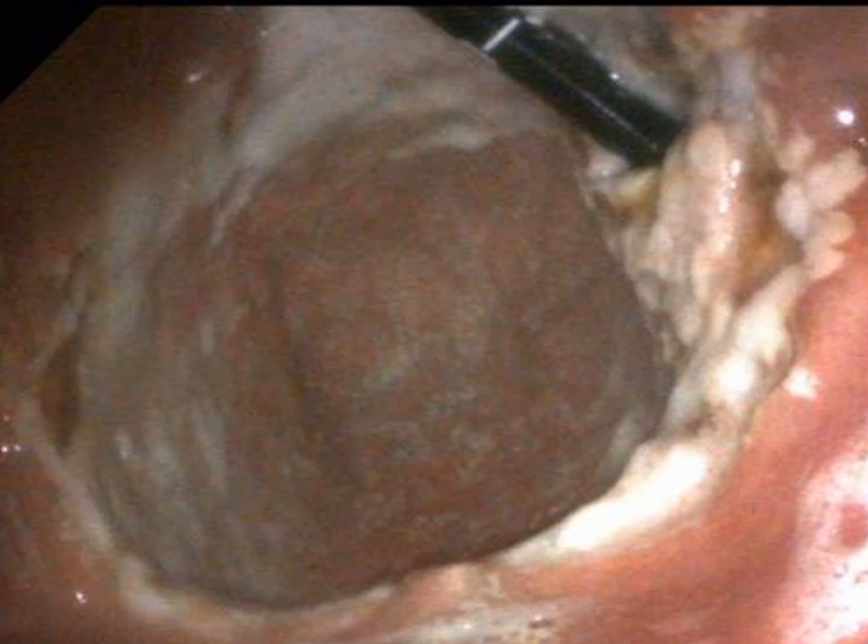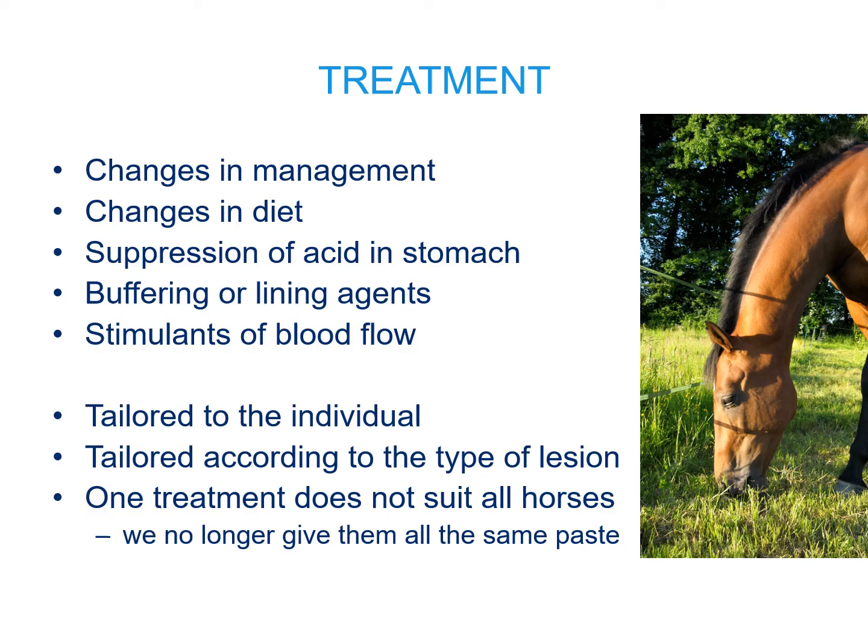So what do we do about it when we identify lesions in the stomach? Well, changes in management are fundamental, along with changes in diet. And we ultimately try and suppress acid using a number of different medications potentially within the stomach to allow the stomach to heal and to prevent the damage getting worse. We sometimes use buffering or lining agents to stick to the surface of the stomach to provide some protection, and we sometimes use drugs which we hope stimulate blood flow to allow the lining of the stomach to repair and to reduce the risk of further damage.